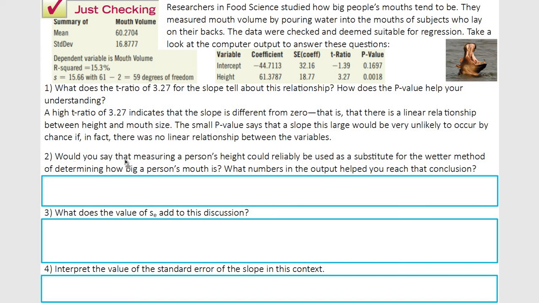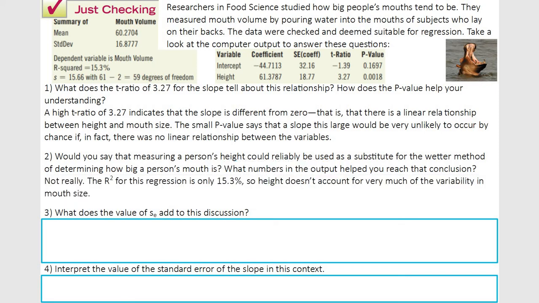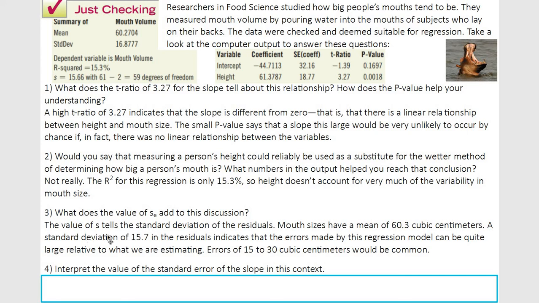Number two: would you say that measuring a person's height could reliably be used as a substitute for the Wetter method of determining how big a person's mouth is? Well, hopefully you said not really, because of the r squared. We know what r squared is. So 15.3%: our height doesn't account for very much of the variability. What does S_e tell us? That value of S tells the standard deviation of the residuals. So mouth sizes have a mean of 60 and a standard deviation of 15.66.